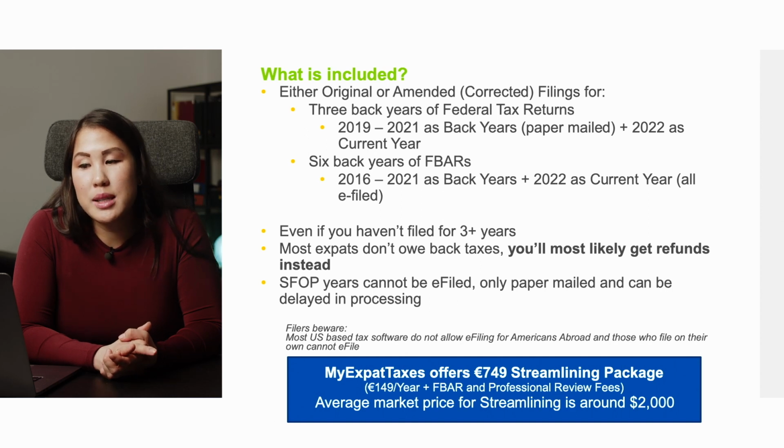So it would be 2016 to 2021 as your back years, 2022 as your current year. Keep in mind, streamlining returns have to be paper mailed. So that's what I meant when I said there's literally an IRS agent that will look at your explanation for why you're going through streamlining, and look at your whole entire application. I have not seen a streamlining application ever rejected. I'll let you know if I ever do. Except, well, when I say that, one that we've prepared through MyExpatTaxes.